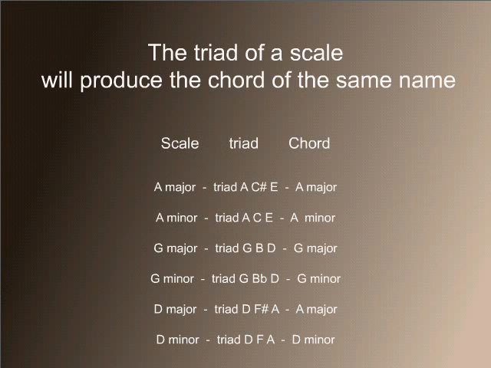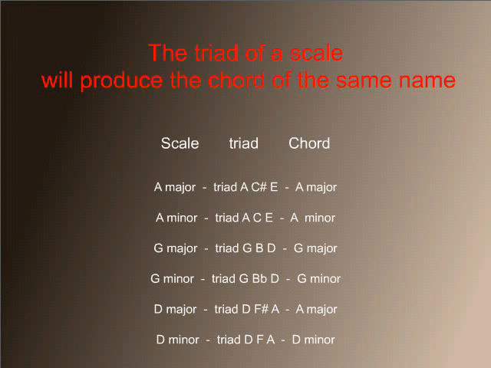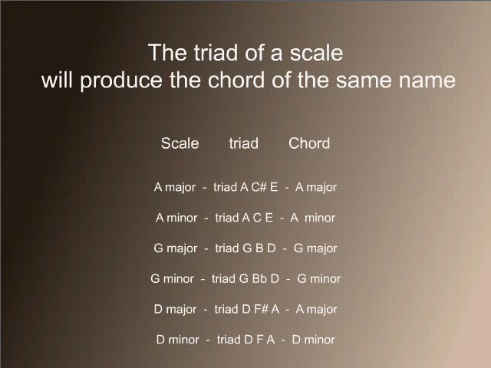This same principle applies to all major and minor chords. The triad of a scale will always produce a chord of the same name. For example, the triad of the A major scale will create an A major chord. The triad of the A minor scale will create an A minor chord. The triad of the G major scale will create a G major chord. And the triad of the G minor scale will produce a G minor chord.